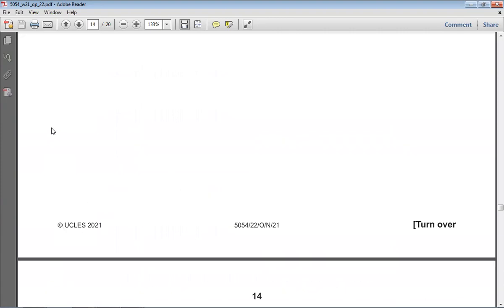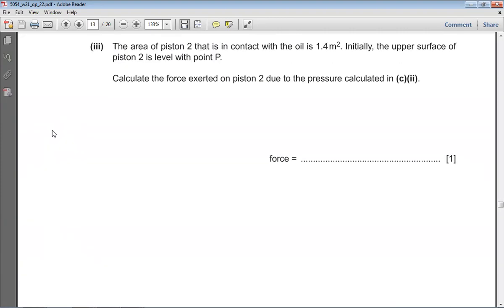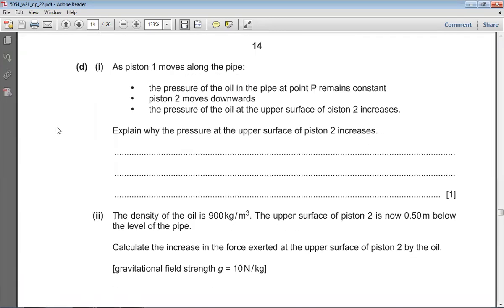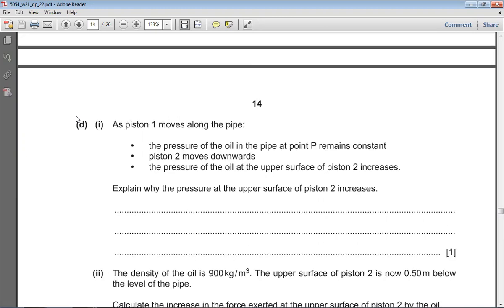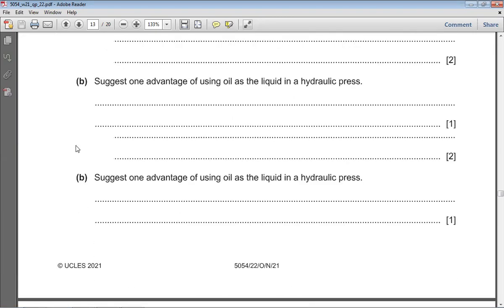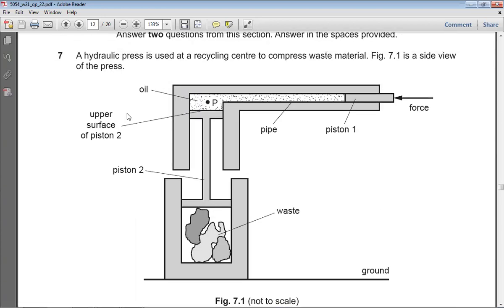So question number 7, and it's D part. As piston 1 moves along the pipe, the pressure of the oil in the pipe at the point P remains constant. Piston 2 moves downward. The pressure of the oil at the upper surface of the piston 2 increases. Explain why the pressure at the upper surface of the piston 2 increases. Okay. Let me show you that diagram.